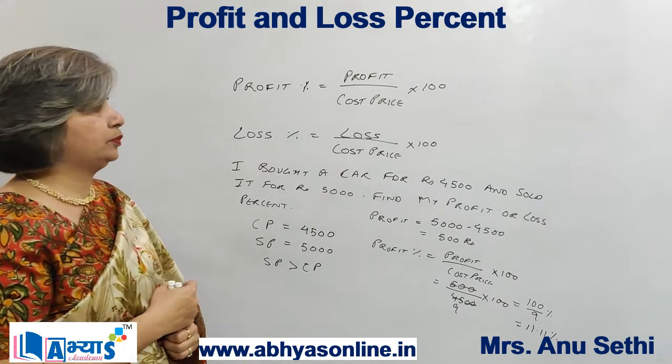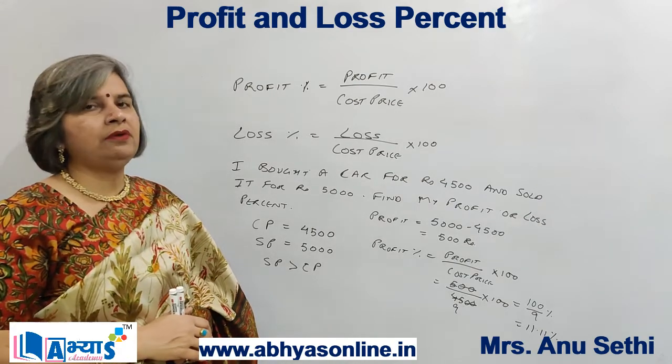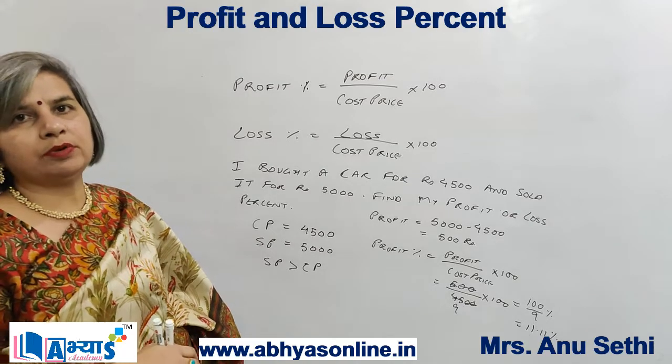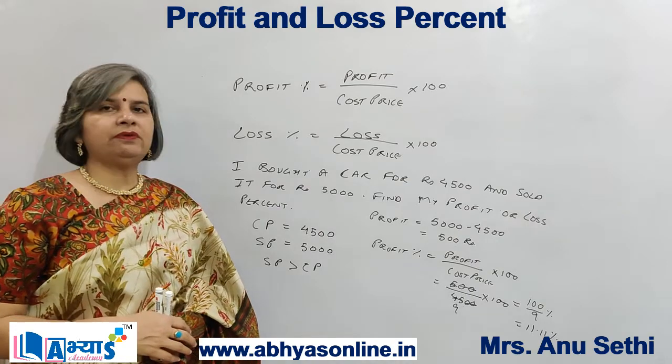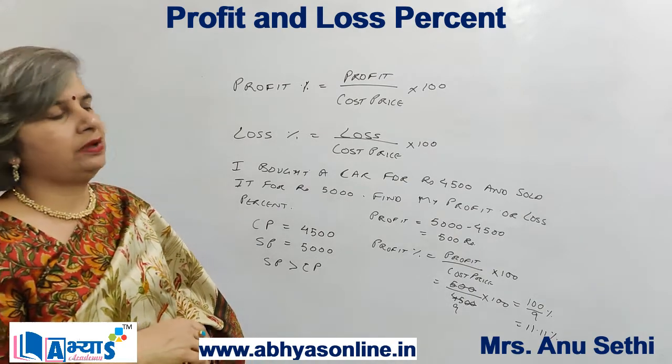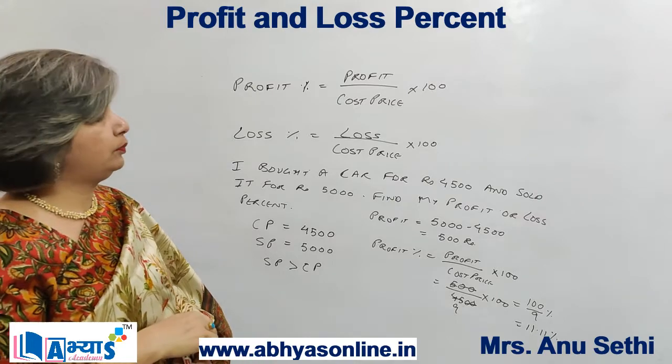So whenever we are supposed to find the profit or loss percent, we will first find whether we are getting the profit or loss and how much profit we are getting. Then we will divide the profit with the cost price and we will multiply it with 100 to get the profit percent.